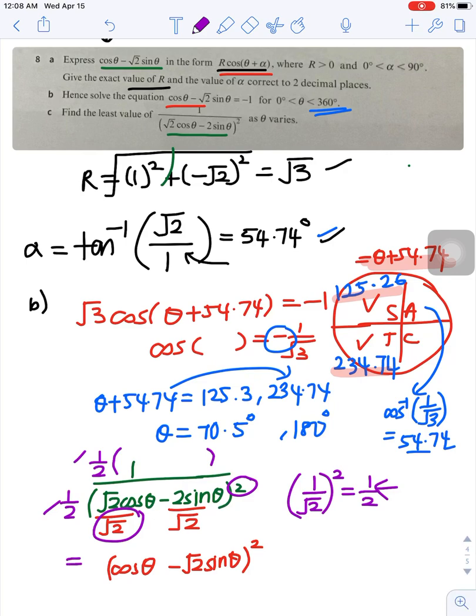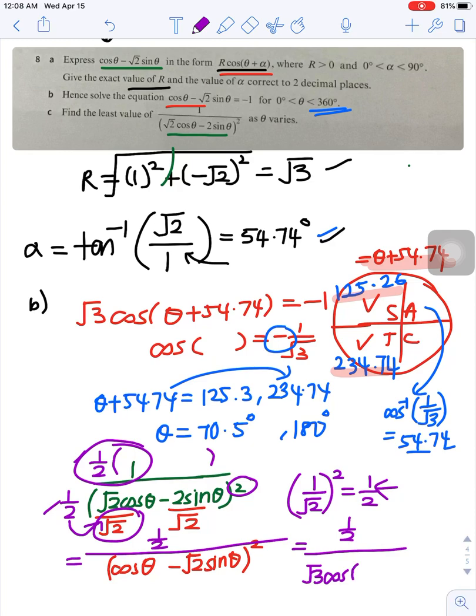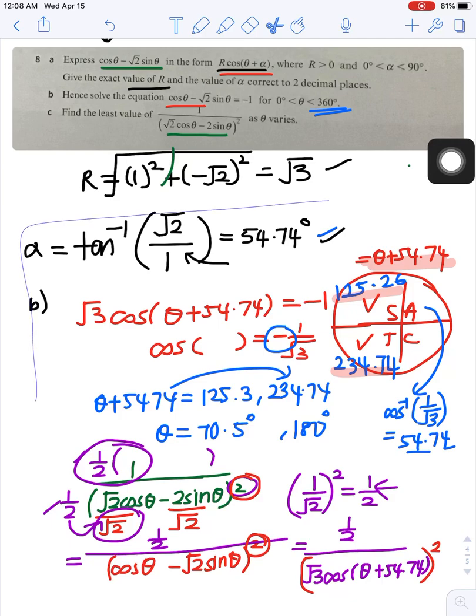So what's left now? It's 1 over 2 from the upper part here. You multiply, and you already used the half here to multiply inside here. So this whole expression becomes half over, what is our R value? Root 3 cos(theta + 54.74). Don't forget, you have a square. You have a square there which is still attached to the question. So all of this square. I don't have space, so let me cut some.